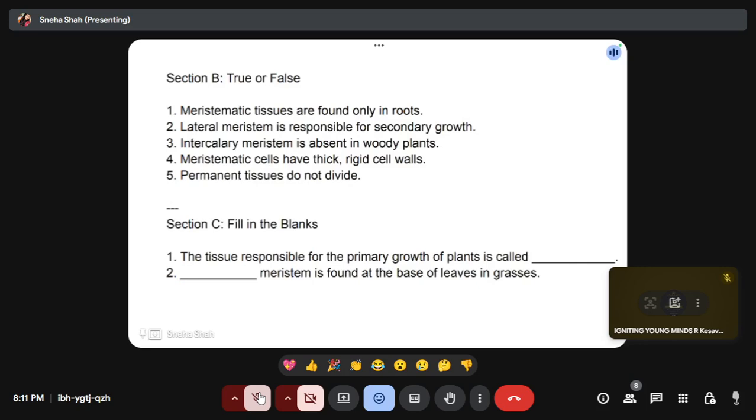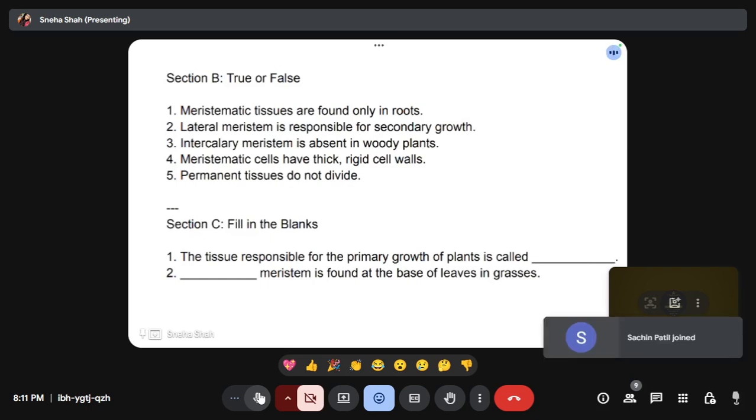So your work for today will be finding out in what plants is intercalary meristem absent. Okay, if you need, just note it down. Find out in which plants is intercalary meristem absent. Noted?